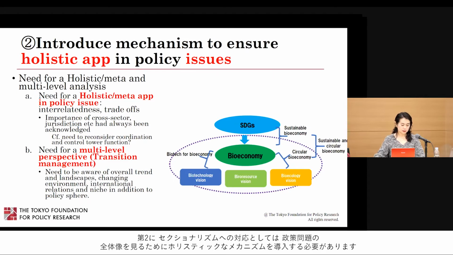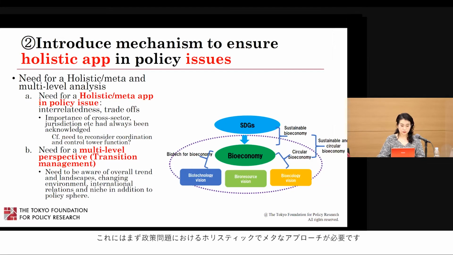Secondly, in response to sectionalism, we need to introduce a holistic mechanism that allows us to see the whole picture in policy issues. This requires, first of all, a holistic meta approach in policy issues. We need to do the analysis of interrelatedness, trade-offs, or synergies. And this is easier said than done.